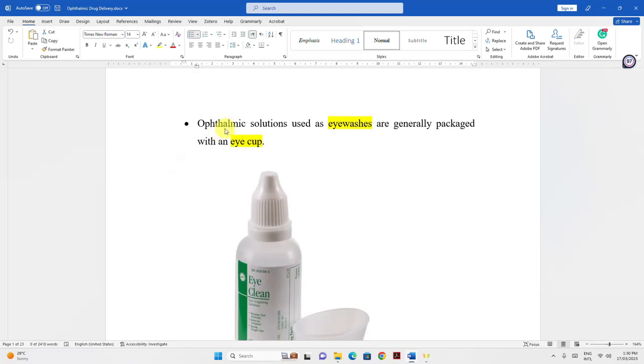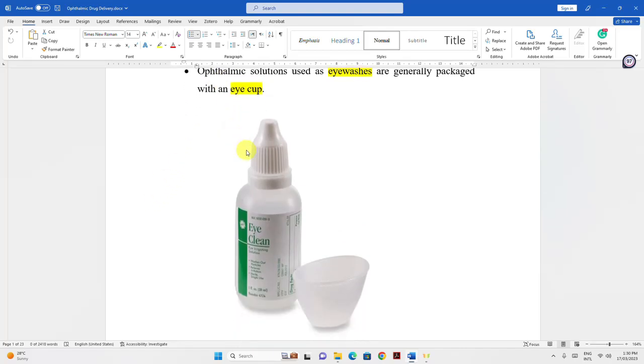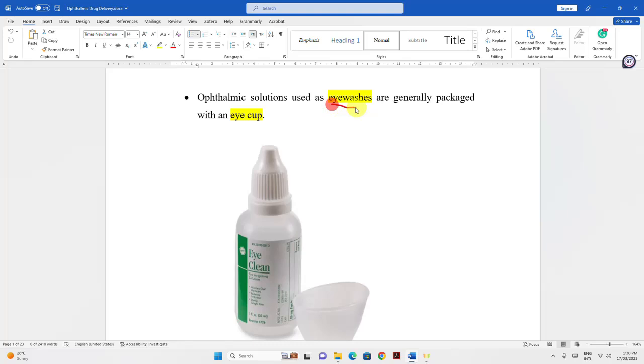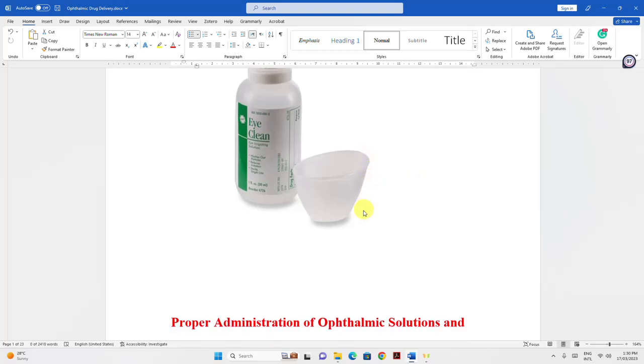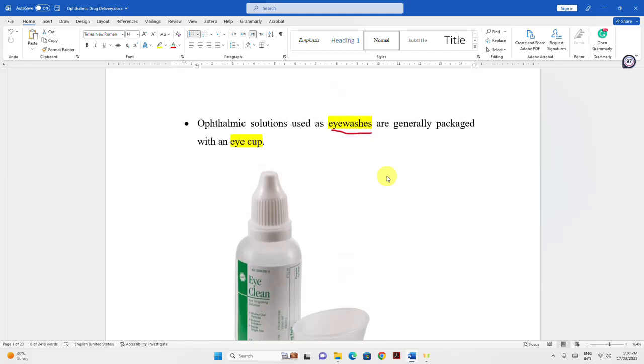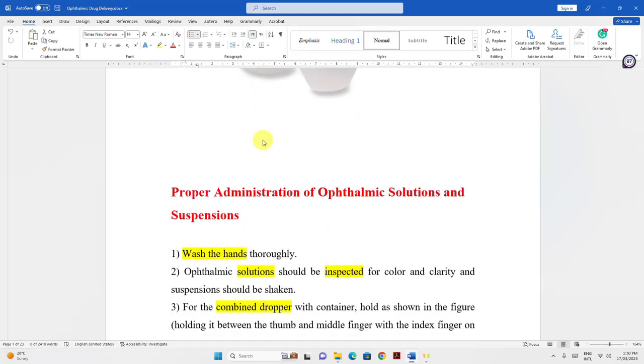For some other containers, such as those that are used for eye wash, you will see that the bottle is a little bigger, okay, with an eye wash cap here. Okay, this is to wash and to bathe the eyes. Okay, we call it the eye cup.